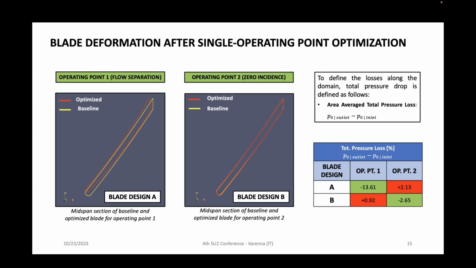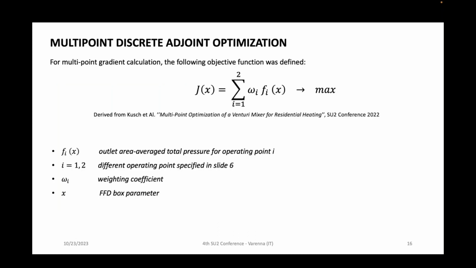Of course, the area-averaged total pressure loss is P inlet minus P outlet, with P averaged on the surface. So for multi-point, we noticed from last year's conference from Lisa Push that there was a multi-point formulation, and this formula is derived from that source, so kudos to that American study. Basically, this is the weighting coefficient for our objective function with respect to each operating point, and the objective function, in this case, is the area-averaged total pressure for that single operating point. And we want to maximize the total pressure on the outlet surface.